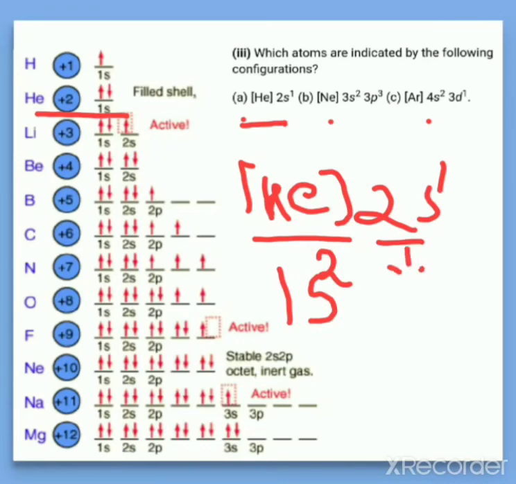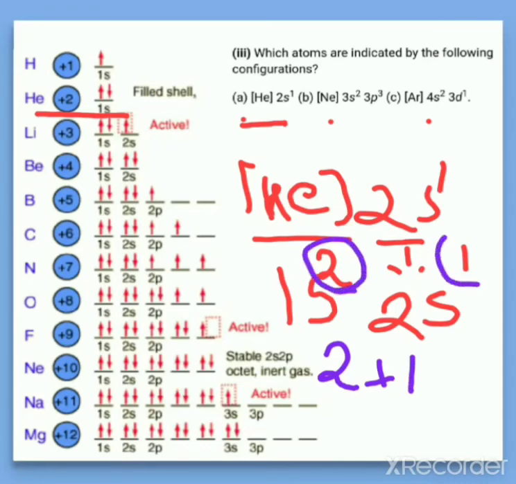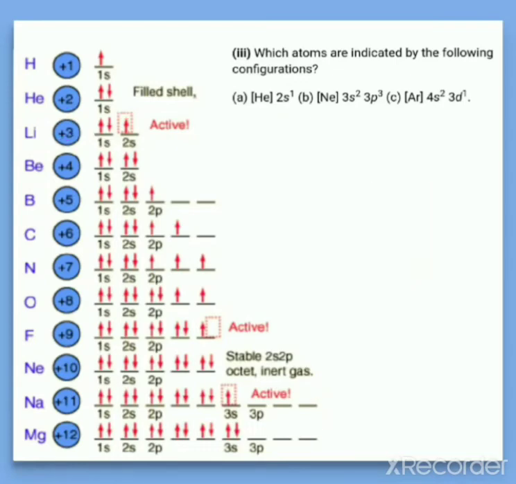That is 2s1. Now when you count the number of electrons, there are 2 electrons in 1s and 1 electron in 2s, 2 plus 1 gives rise to 3. So that means atomic number 3. Atomic number 3 represents which element? That is lithium.